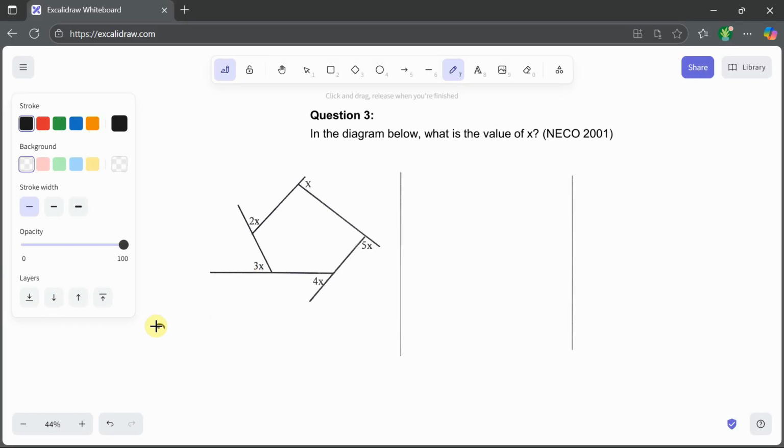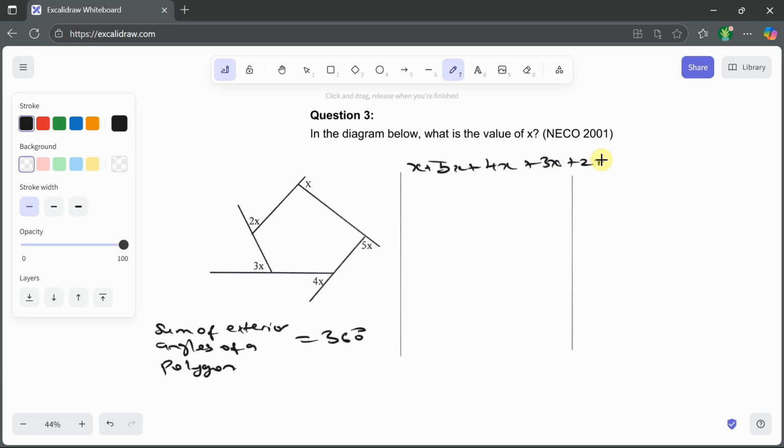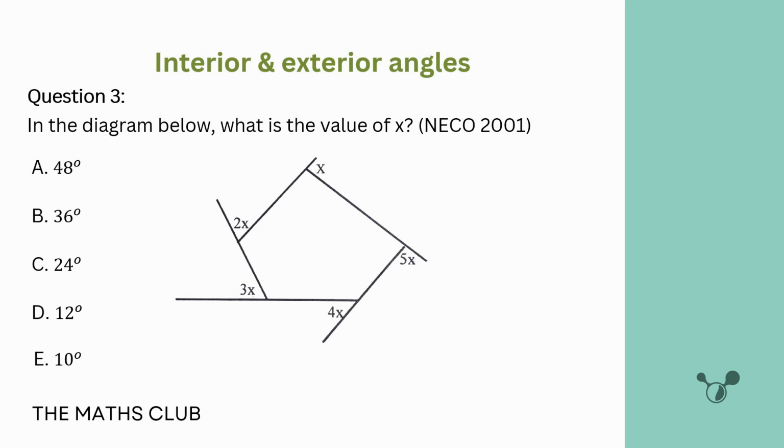So we know that the sum of exterior angles of a polygon equals 360 degrees, right? So that will be x plus, let me start from here, 5x plus 4x plus 3x plus 2x is equal to 360 degrees. So this is 6, 10, 13, 15. So 15x is equal to 360 degrees. And if I divide both sides by 15, 360 divided by 15, my x will give me 24 degrees. Simple. Let's see if the answer is correct. That will be option C.